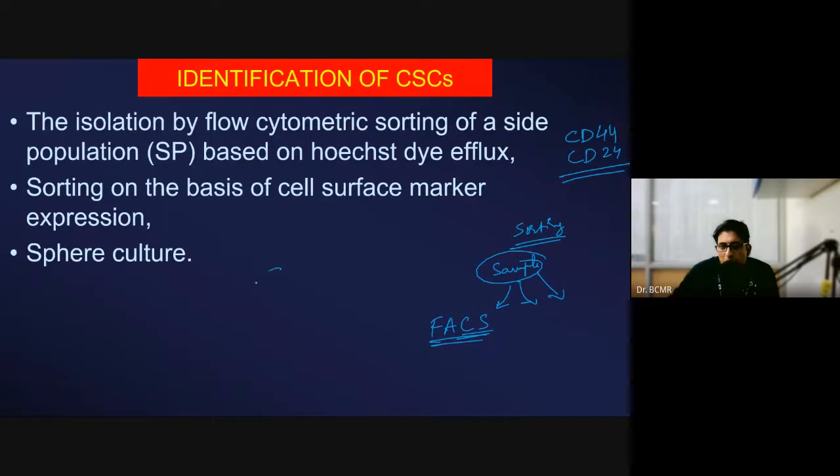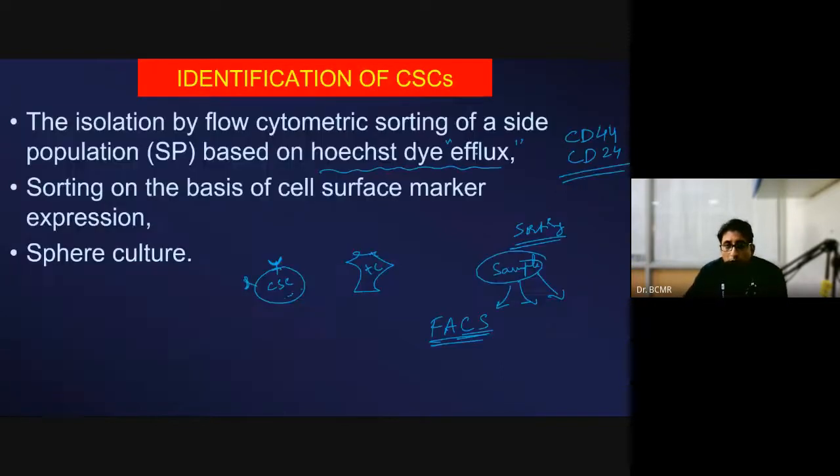There must be some properties that are different, specific to the cancer stem cells as opposed to the other tumor cells. It can be a cell surface marker, or it can be some other property. So people wanted to find out those things, and in the earliest experiments, one approach was using a dye called Hoechst dye, and it works through efflux.